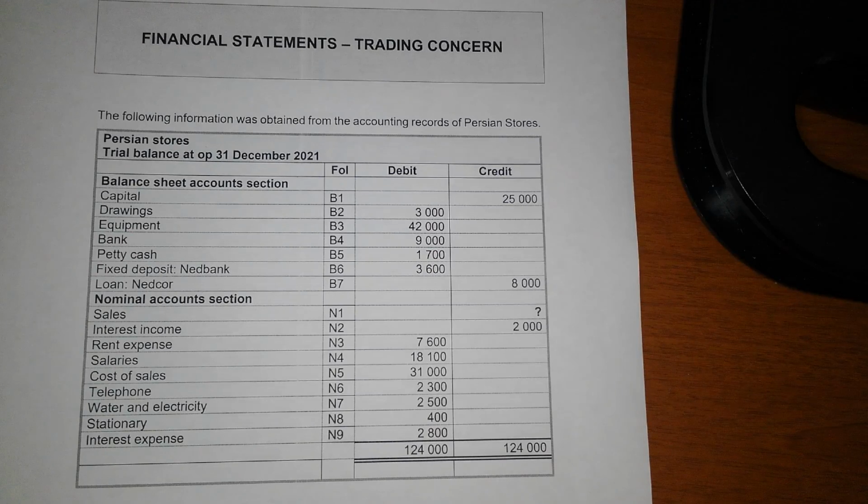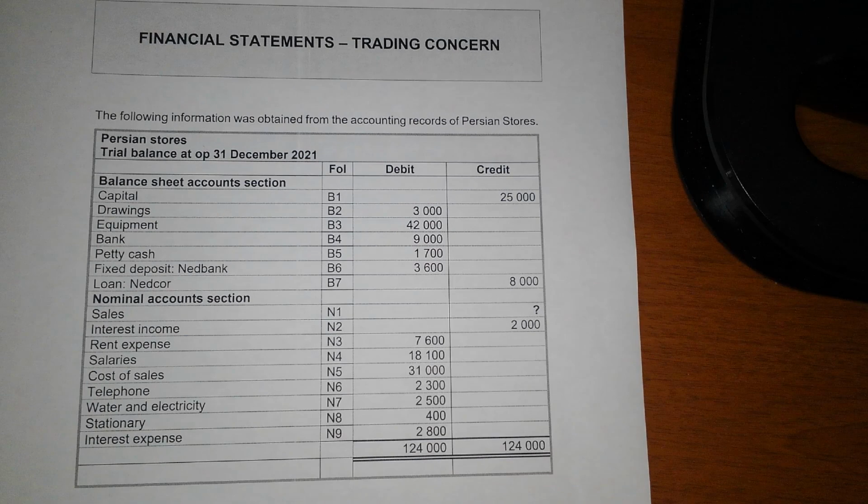We will pay attention to the financial statements of a trading concern. This is done a little bit different from the financial statements of a service undertaking, because you have sales and cost of sales to calculate the gross profit first of all, and you will have trading stock in your balance sheet that you don't have in a service undertaking.